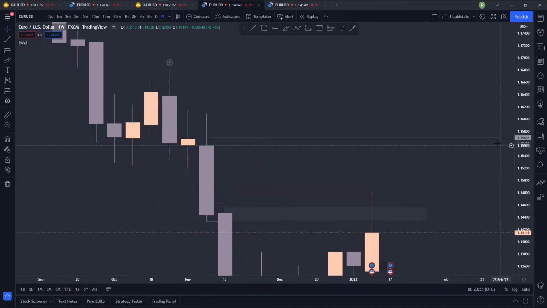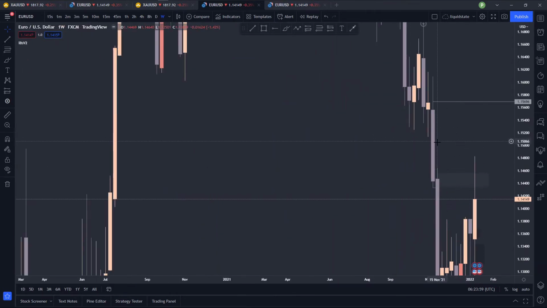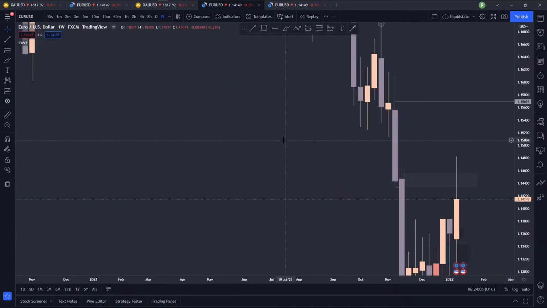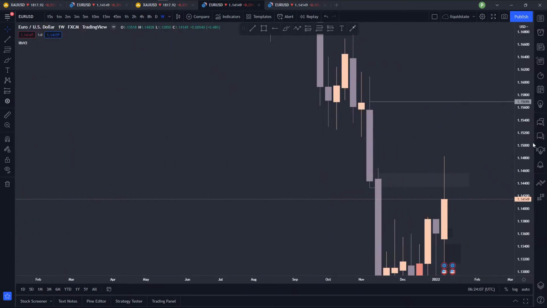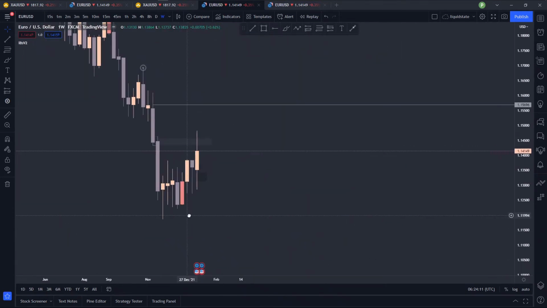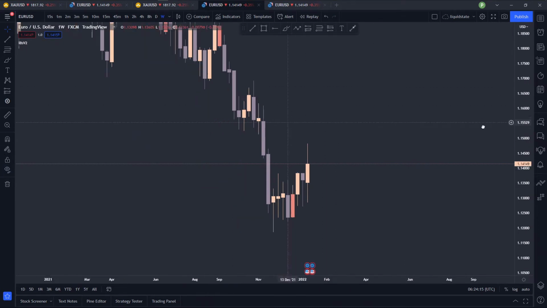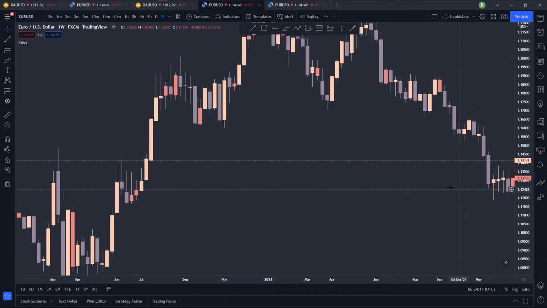I like to do my multi-time frame analysis, like what is going on in my higher time frame and what is going on in my lower time frame, so I know what my higher time frame direction is and I know what my lower time frame direction is. So let me just clear up this chart. Okay, now this is the weekly direction.